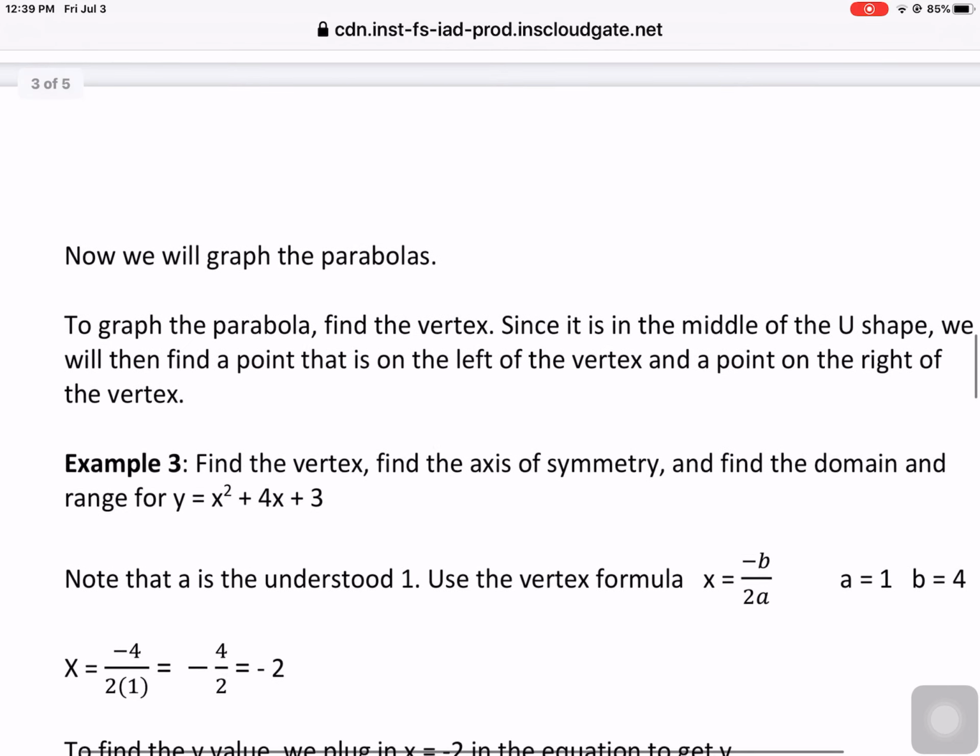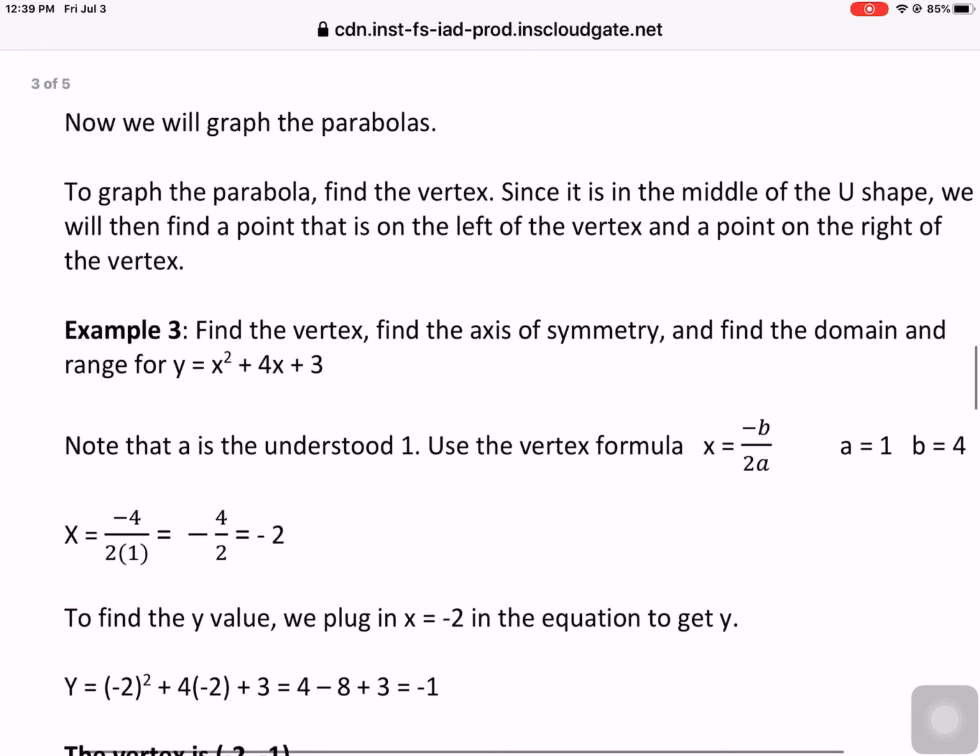Now we will graph the parabolas. To graph the parabola, find the vertex. Since it is in the middle of the U shape, we will then find a point that is on the left of the vertex and a point on the right of the vertex. Okay, the vertex means the middle, so find something to the left and to the right.